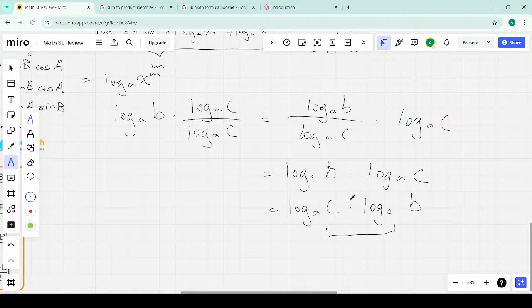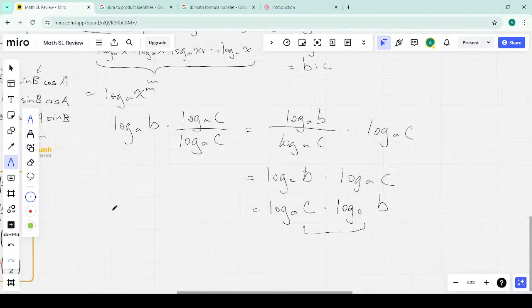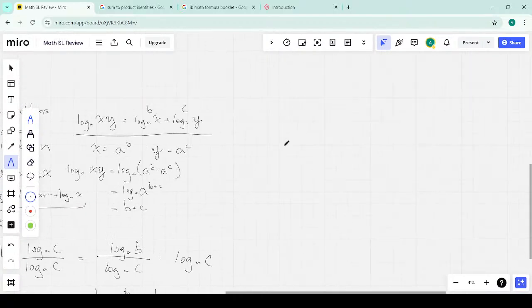Another really useful tip that I find a lot of math classes don't actually teach you with logs is that log a to the n of x is equal to log a to the n of x to the n. So you can actually take a power of the base and of what's in the log together, and that will be the same thing.